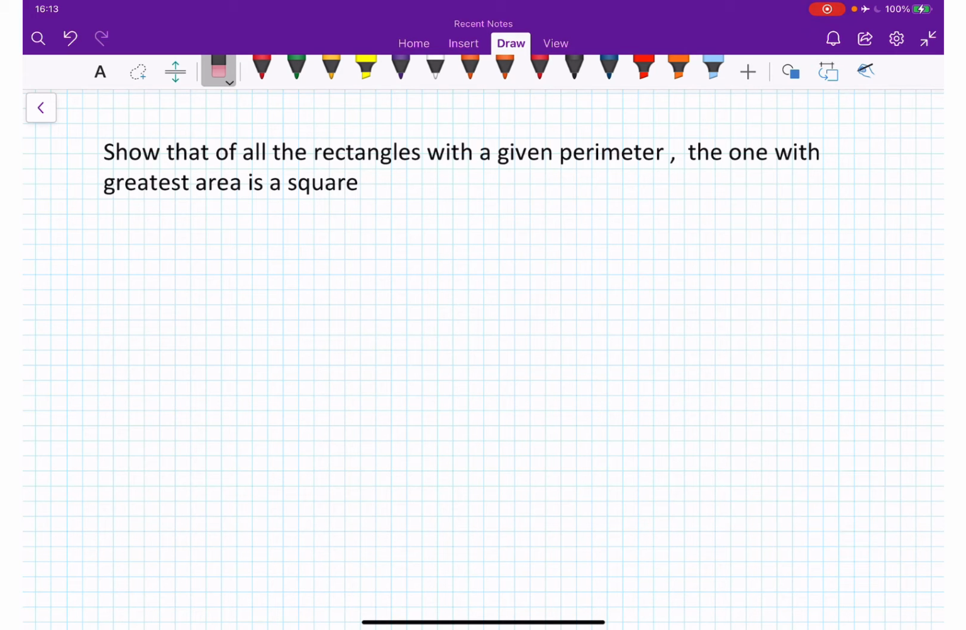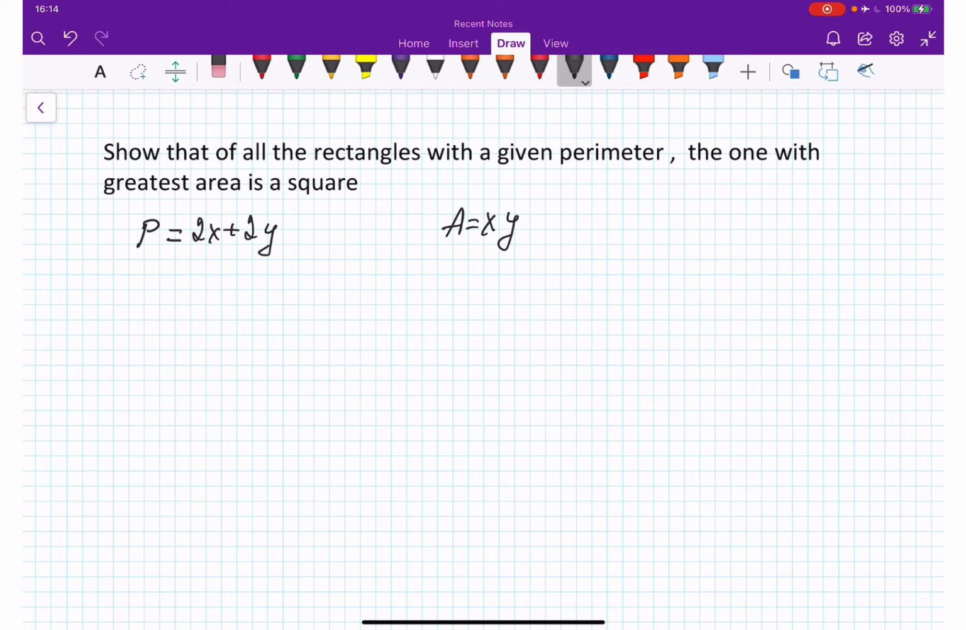Show that of all the rectangles with a given perimeter, the one with greatest area is a square. All right, so let P be our perimeter, for a rectangle with the length x and height y. So P is equal to 2x plus 2y. And area is equal to x times y.